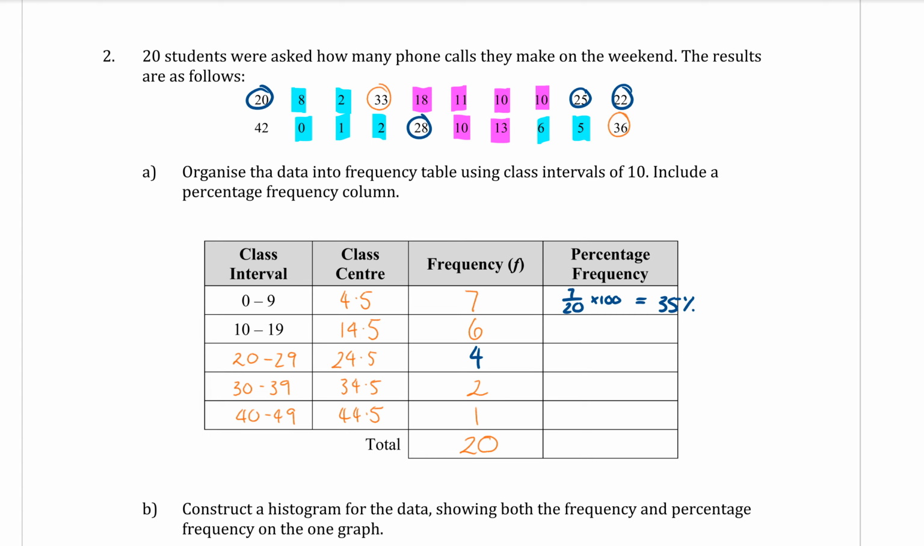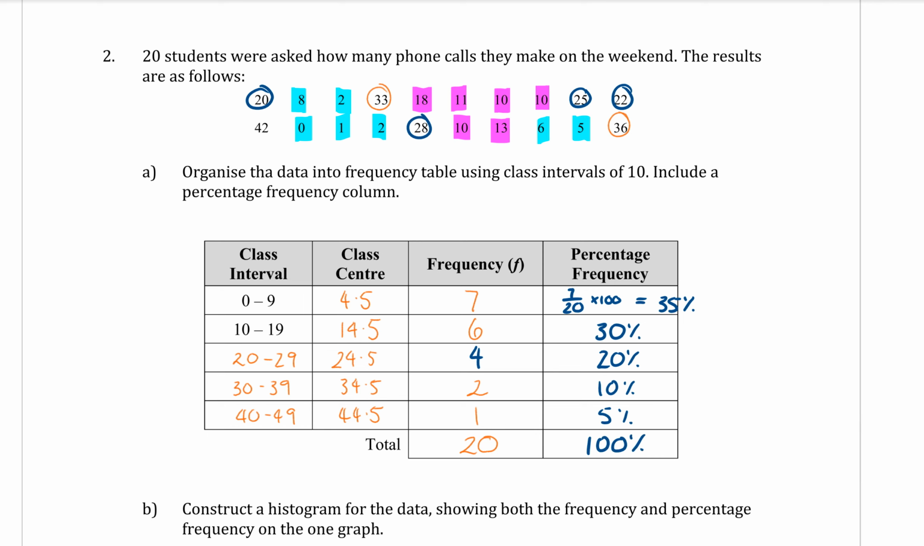Go through and repeat that for all of them. 6 over 20 times 100. 30%. Correct. 4 over 20 times 100. 20%. 2 over 20 times 100 is 10. And then 5%. And because these are percentages, hopefully logic tells us what the total should be. 100%. Make sure it does, because then you know you haven't made a mistake. If you add up all those numbers, so 35, 65, 70, 80, 90, yep, 100%.